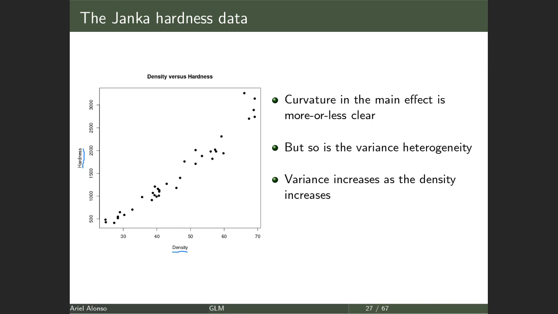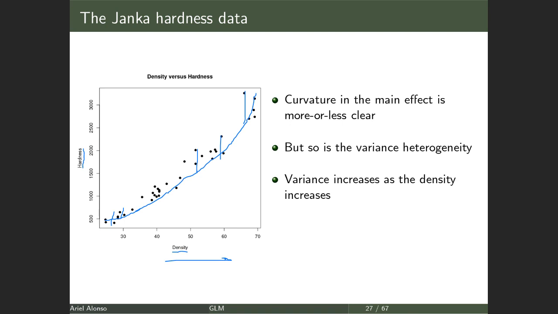You see first that there is some kind of curvature in the relationship. If you look at it, you see that you have this kind of pattern. But you also see there is some kind of variance heterogeneity, because the variability here is not that big, but you see that the variability tends to increase when you increase the density. So obviously you have a problem of heteroscedasticity here, so the variance seems to increase with density.